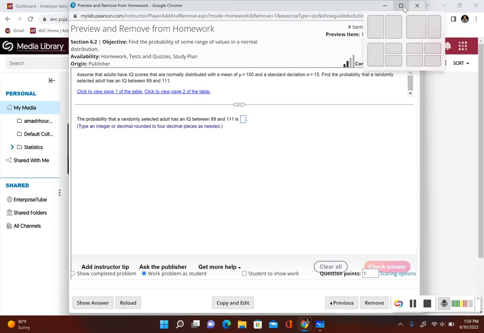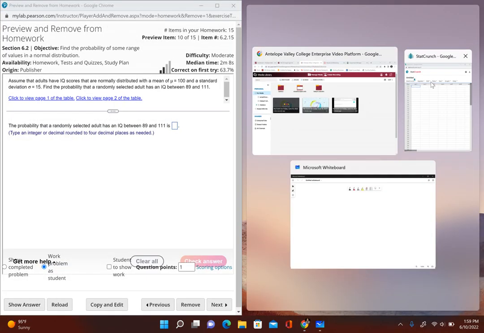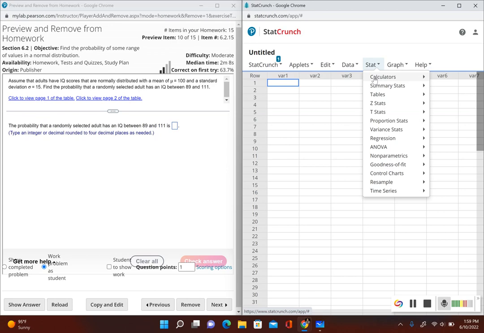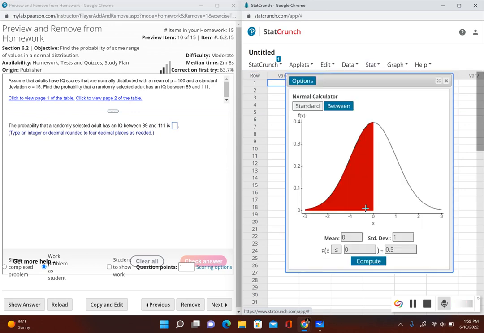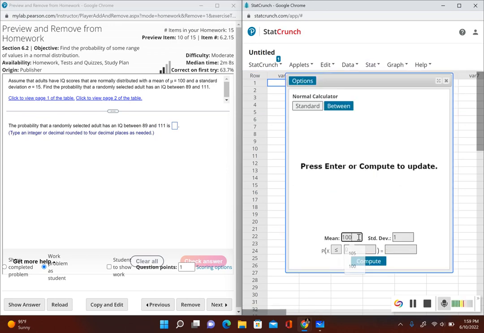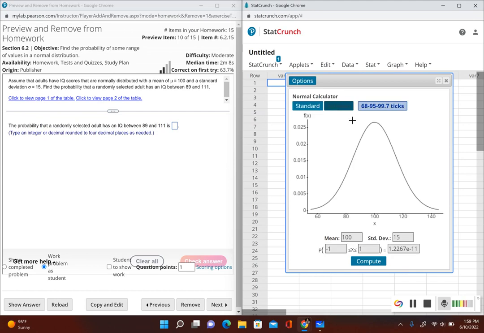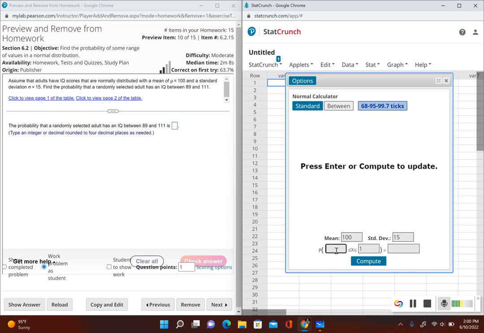Let me go ahead and open up StatCrunch. Okay, so remember, go to Stat, Calculators, and then Normal. So let's put in our mean, which is 100, and standard deviation, which is 15. And now since it's asking me to find the probability between two IQ scores, I'm going to click on between, and put in what the IQ scores are right here. My lower one is 89, and then my upper IQ score is 111.